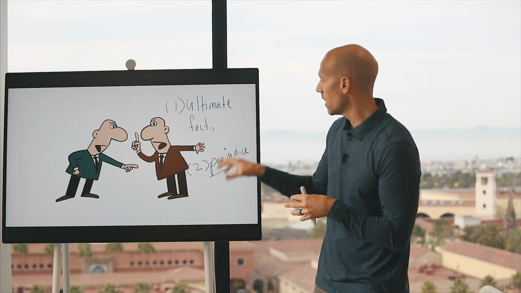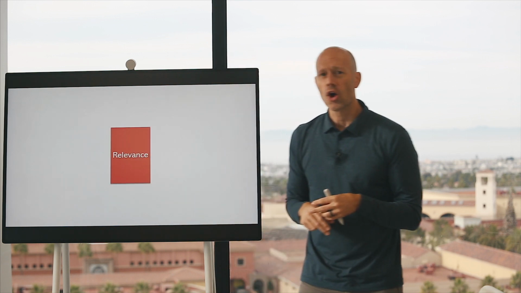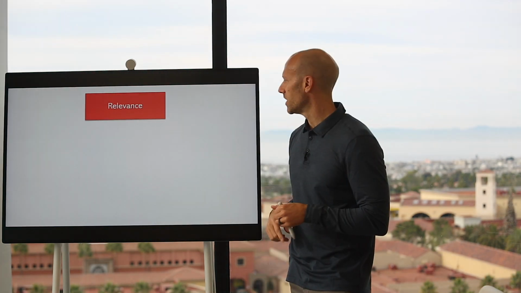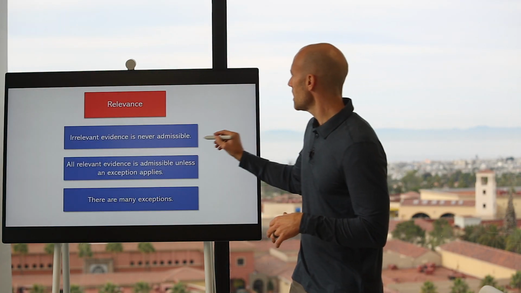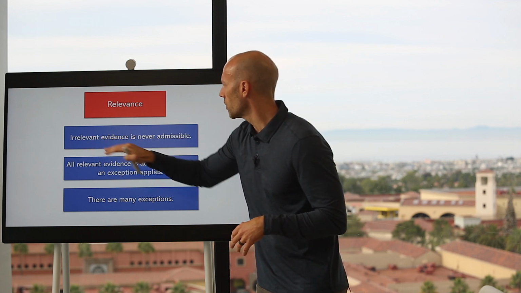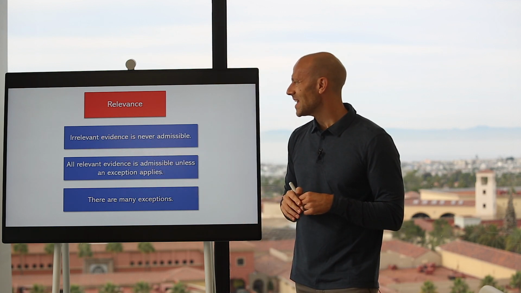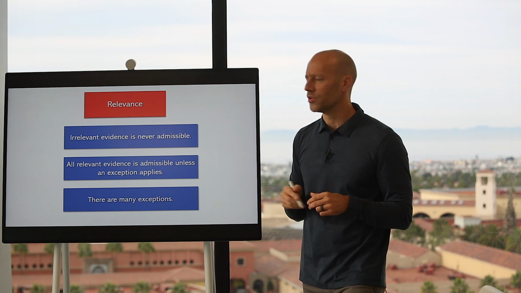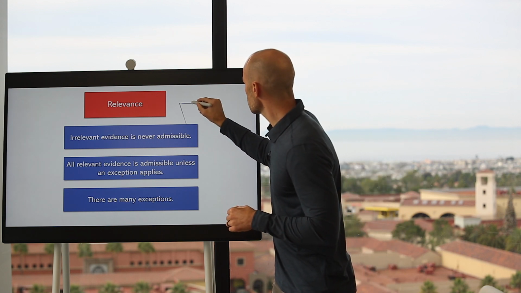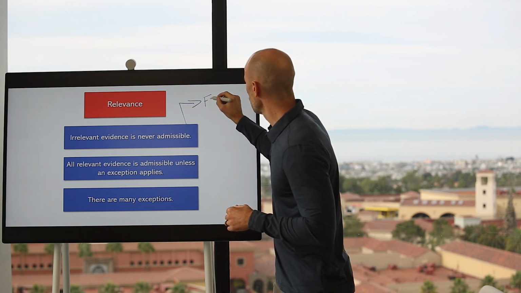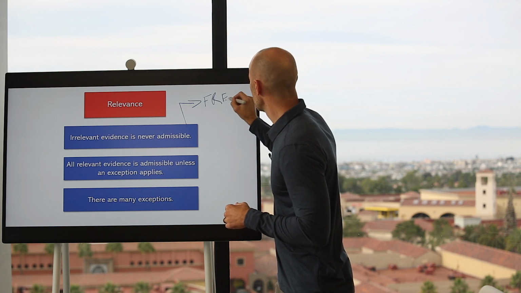When we think about relevance, we really want to be disciplined and argue the issue in a way that's consistent with the rules of evidence, the evidence codes. So here, the first piece of our working rule is that irrelevant evidence is never admissible. And here, the source for this rule is Federal Rule of Evidence 402.